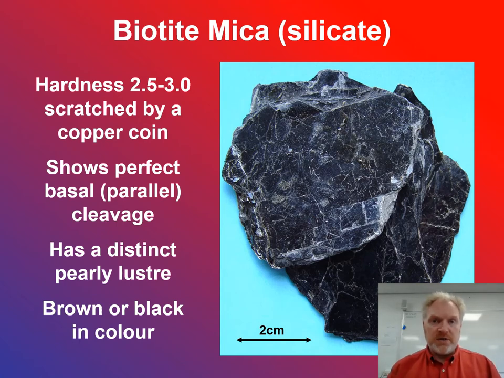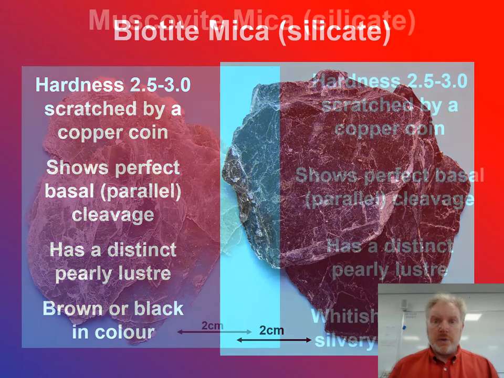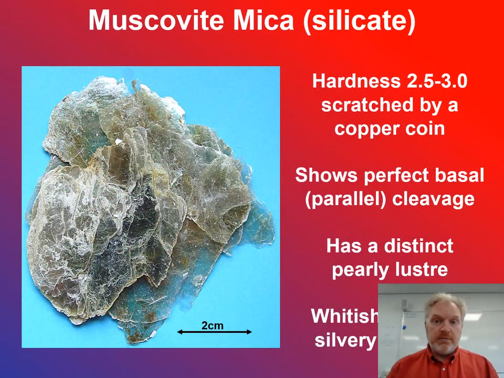Now, there are two types of mica we look at. This first one, biotite, is very dark in colour. It's brown or black. Muscovite mica, the other type we need to know, has the same properties, except that this one is much lighter in colour. This is white, or perhaps most commonly when we see it in rocks, like a silvery colour. It looks like little speckles of glitter in a rock.